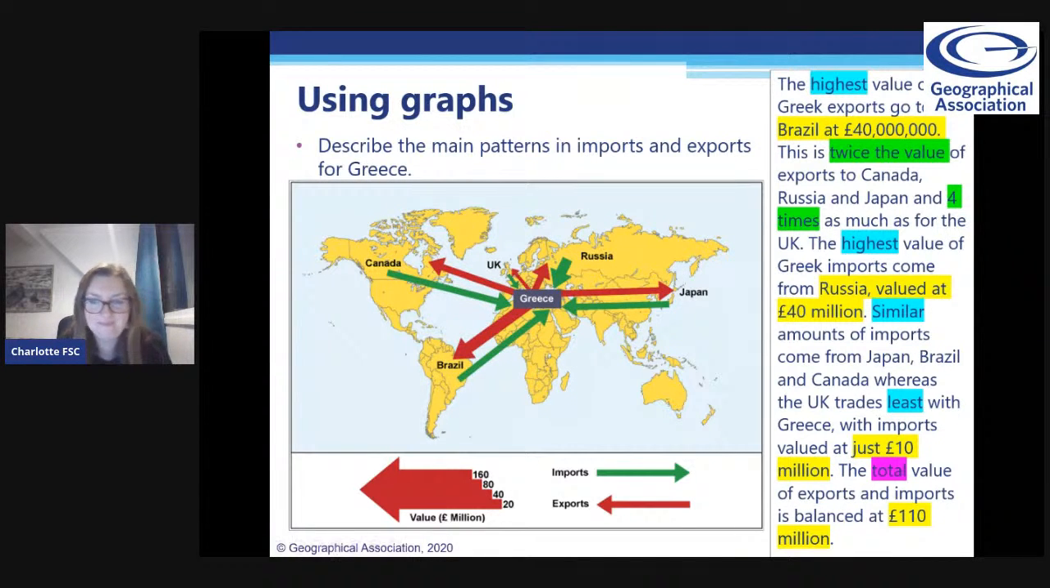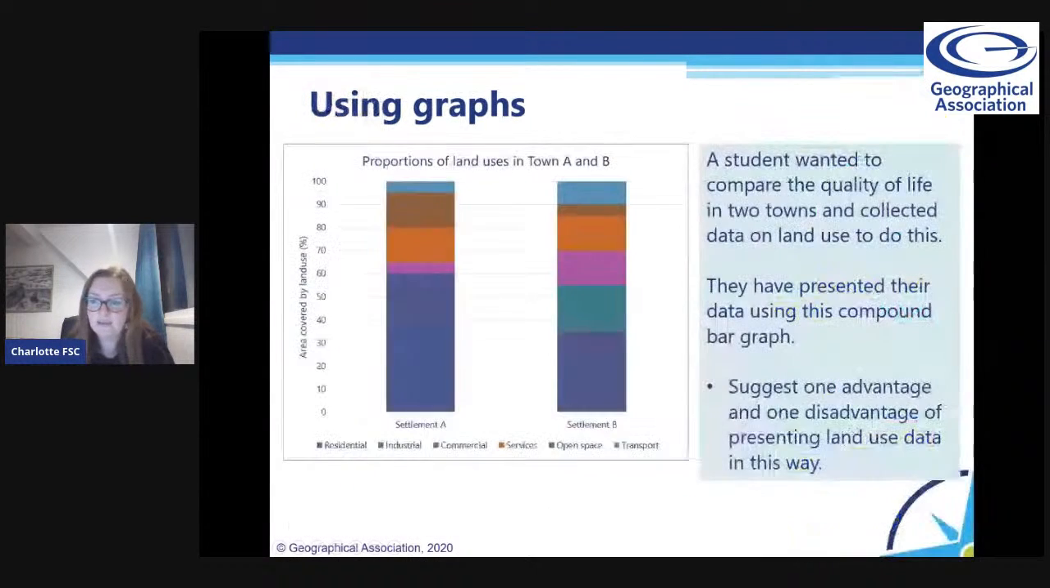Okay, let's have another go at a different type of skill that you might see in an exam question. So in this part of using graphs, we have a compound bar graph. Before we go into the question, just a brief moment on how to read this type of graph. Essentially, it's a bar graph. So again, the total height of the bars shows the total, in this case, the area covered by different land uses in 2 settlements.